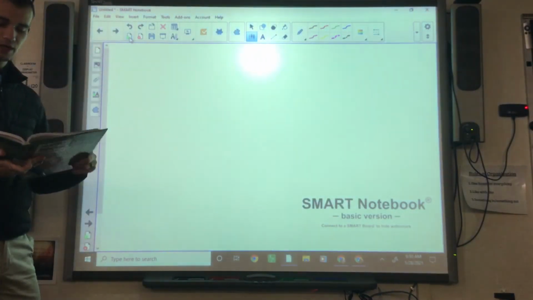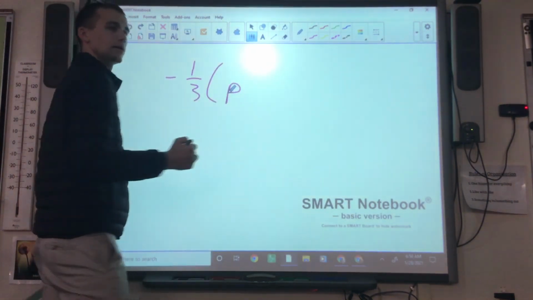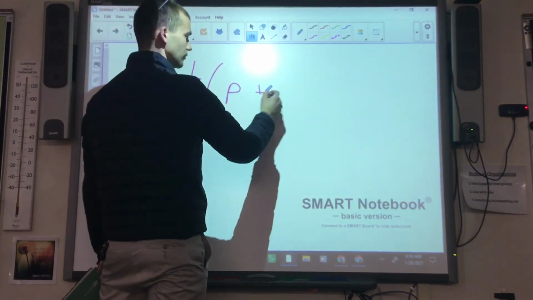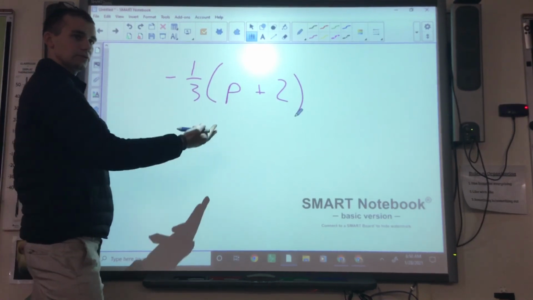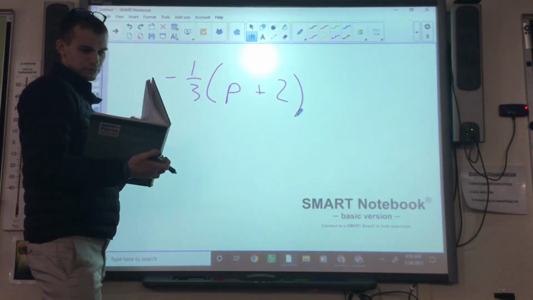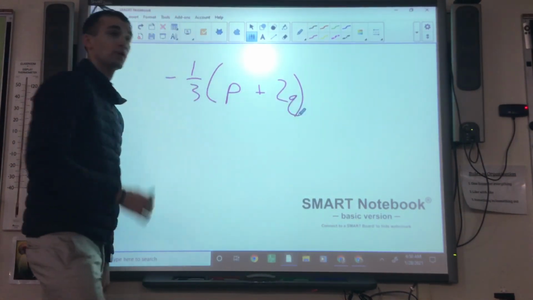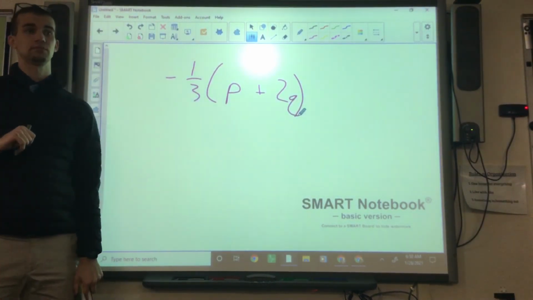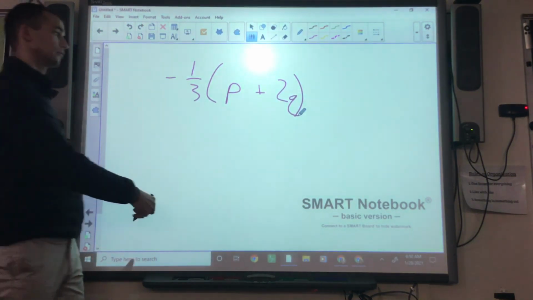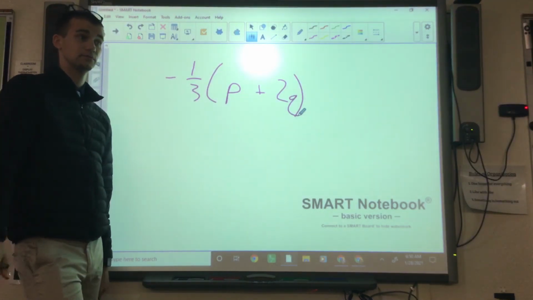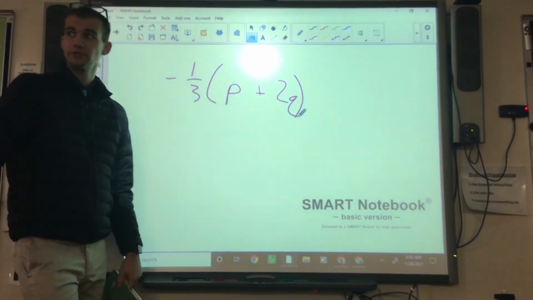All right, last one. C, negative 1/3. And what's it say? P what? P plus 2Q. Plus 2 what? Q. That's what you said, right? Oh, plus 2Q. I see that. Okay, so what's different about here that we haven't had before? Two decimals? Not two decimals. Two variables. Is that going to change how we're going to do any of it? No. The only thing is, can you combine P and Q together? Nope, because they're not the same variable.